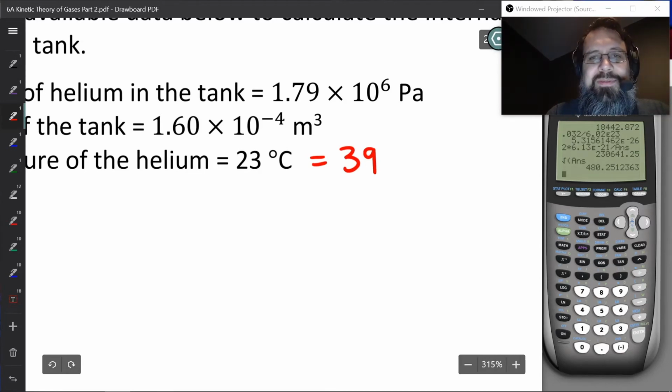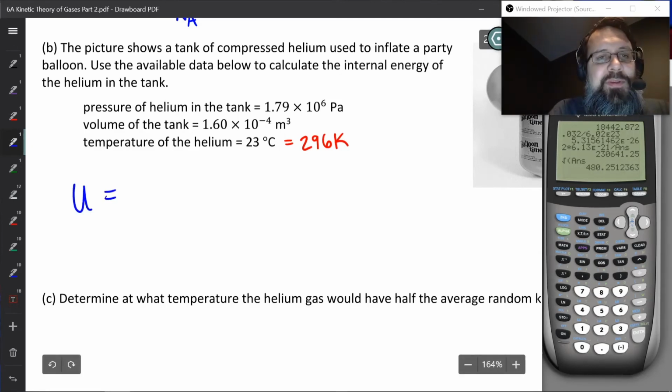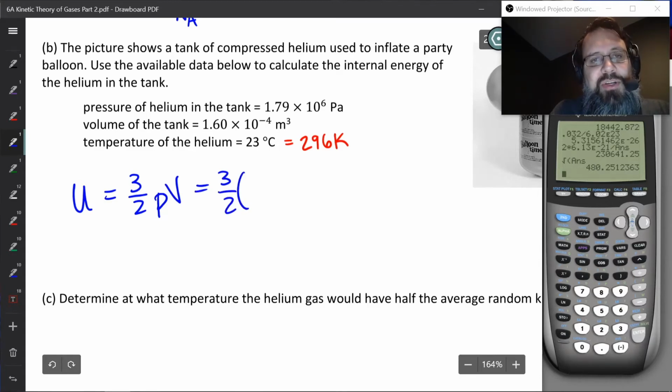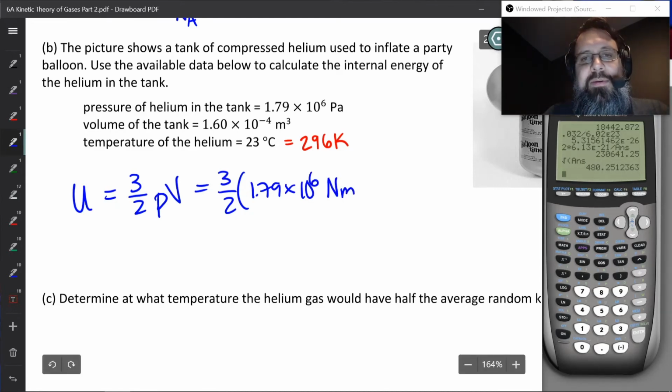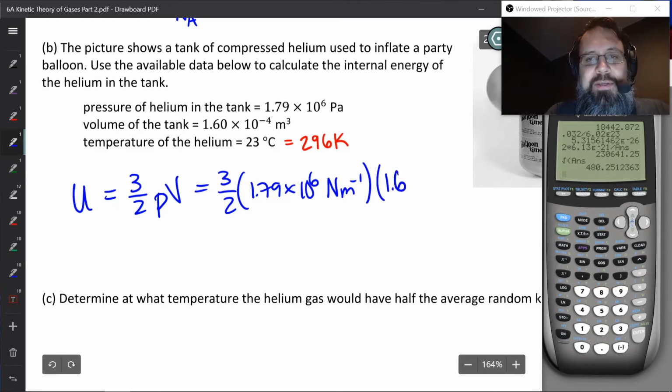296 Kelvin. So if we want to find the internal energy, all we have to do is use that equation that we just proved. So 3/2 PV. So 3/2 times the pressure, which is 1.79 times 10 to the 6th pascals. I'm going to write pascals as newtons per meter because I think it's going to make it a little bit easier to see that the unit actually ends up being the unit of the joule, times volume, which is 1.6 times 10 to the negative 4 cubic meters.